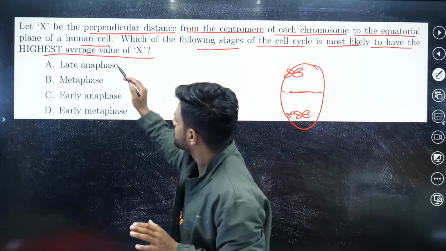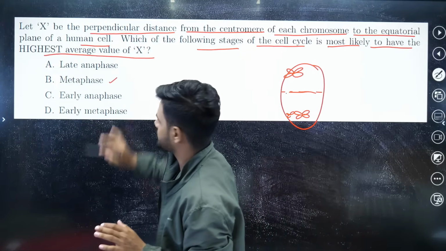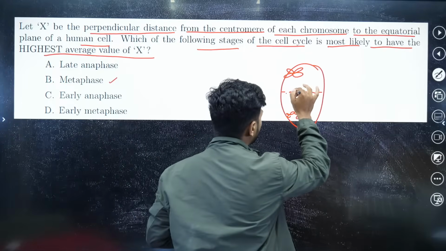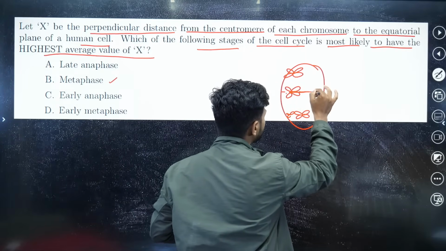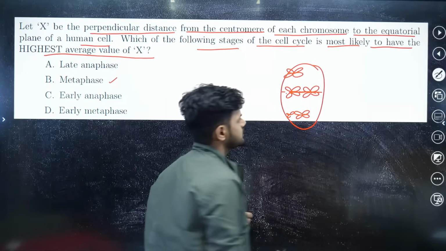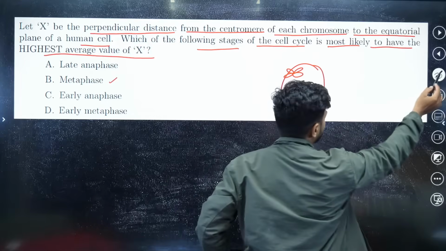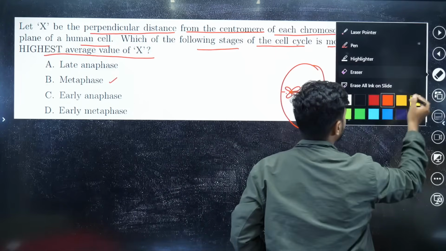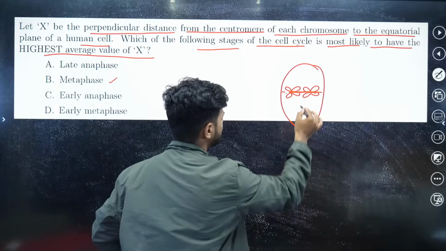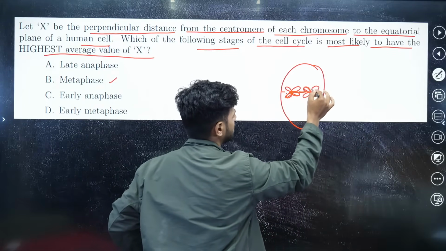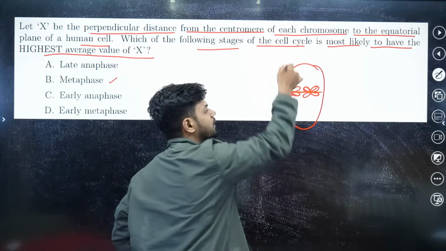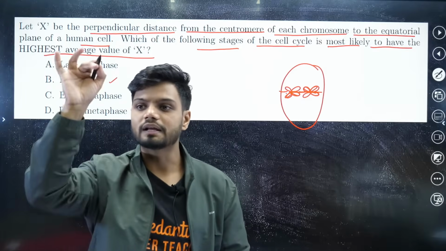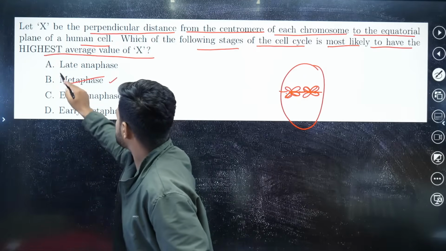Clear? See here, in the case of metaphase, what happens? In metaphase, all the chromosomes will align to the equatorial plate. Do you think they are very close or very far? Imagine all the chromosomes are on the equatorial plate in metaphase. Everyone is going to be here. Are they close to the equatorial plate or very far? Obviously, they are sitting on the equatorial plate. So the X value will be very low. So B can't be the answer.